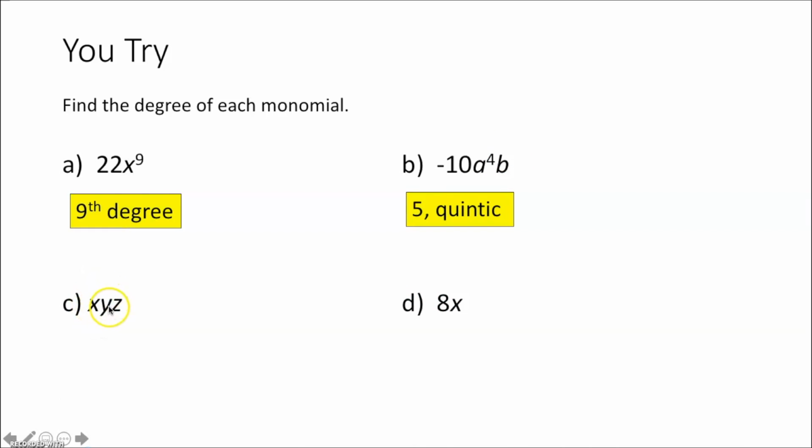Here we have x to the 1st, y to the 1st, z to the 1st. Again, to get the degree of a monomial, we add those exponents together, and that becomes 3, right? So this is a 3rd degree monomial or a cubic monomial. Lastly, we have 8x to the 1st. So to get the degree of this monomial, it's just going to be the 1st, so it's a linear monomial.